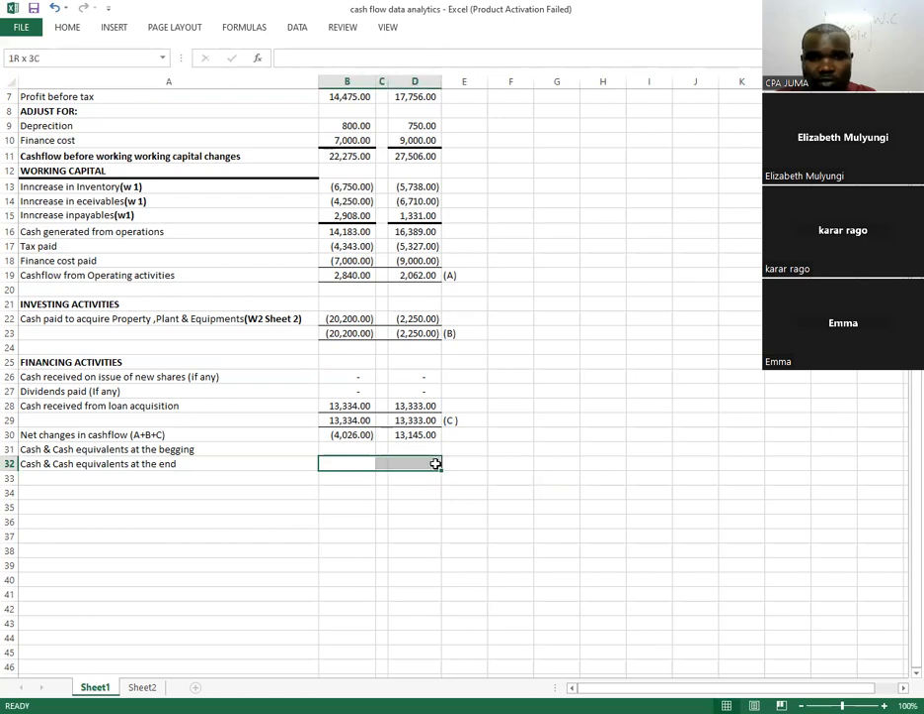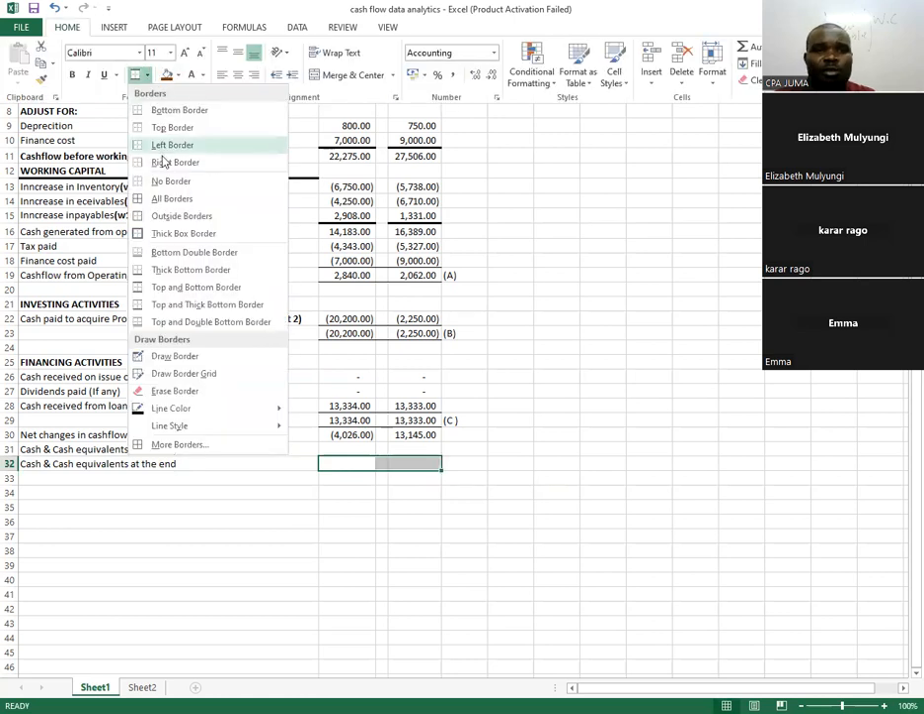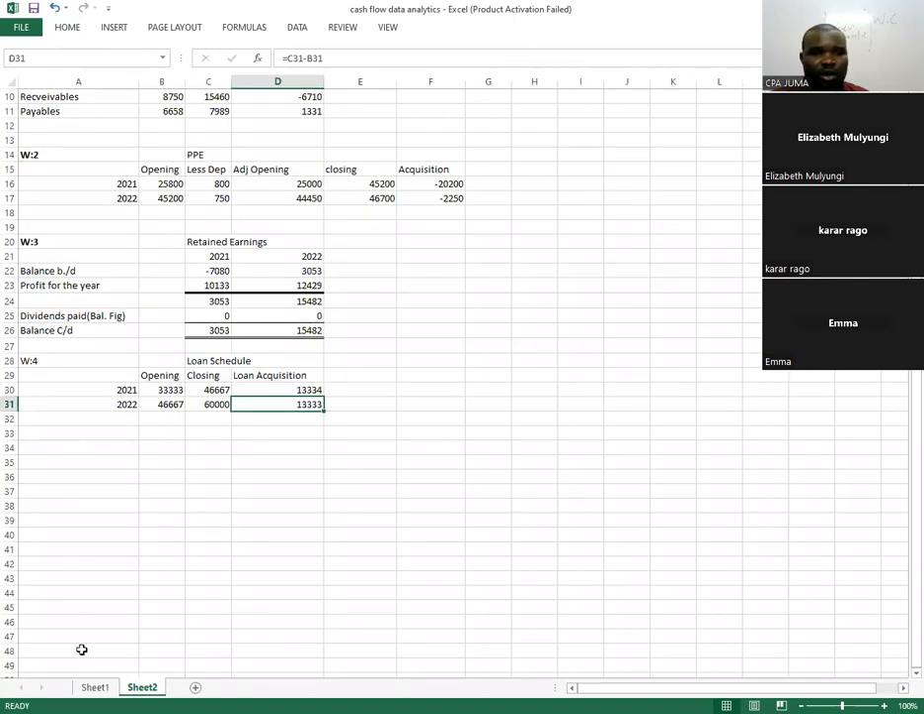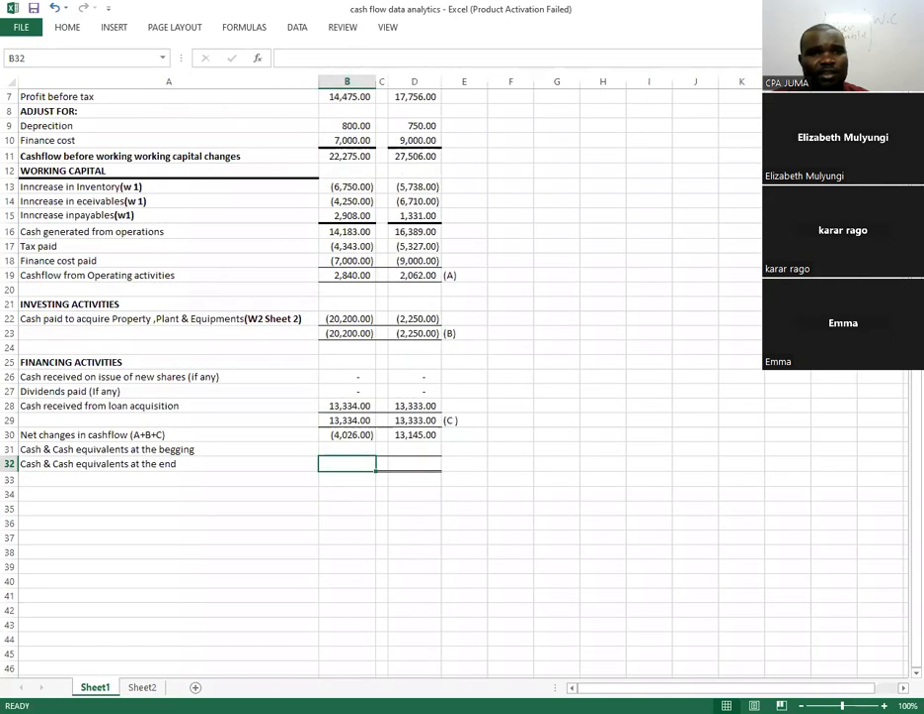Then here, now bottom, not bottom up, bottom double underline. There. Continue saving your work if that option will be there in the exam. Now go to the other sheet.